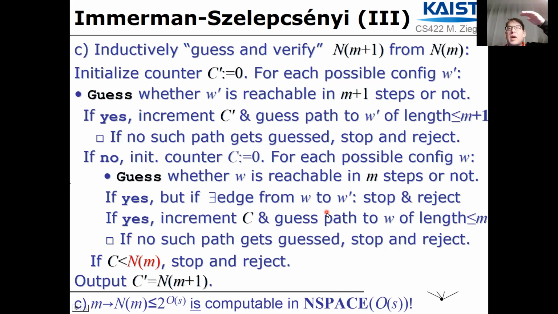And now surrounding these two nested loops, there's another loop that climbs from n of 0, which is 1, inductively to n of 2 to the s, which is another exponential loop, right? All these loops have exponentially many iterations, but they use only a linear amount of memory. So at the end of this third nested loop, we have calculated n of 2 to the s. And using that, we can then, using item B, decide the unreachability of a vertex within an arbitrary number of steps.